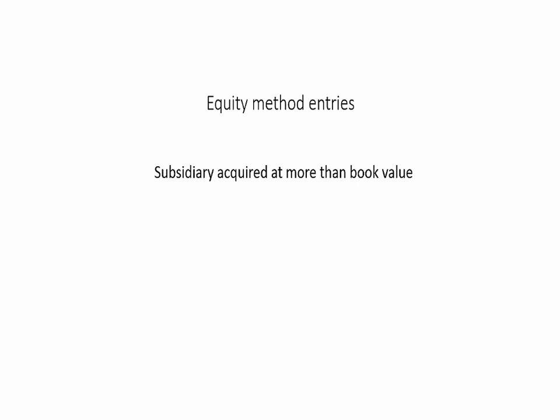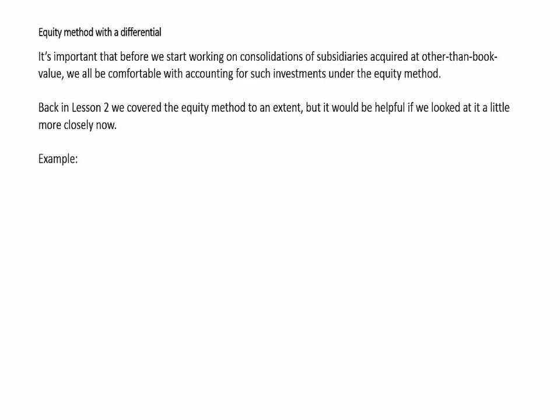Let's go ahead and run through an example of the equity method where the subsidiary is acquired at more than book value. Now, it's important that before we start working on consolidations of subsidiaries acquired at more than book value, we're all comfortable with accounting for such investments under the equity method. Back in lesson 2, we covered the equity method to an extent, but we didn't do it in a lot of depth, and it would be helpful if we looked at it a little bit more closely now. So let's go ahead and run through an example.